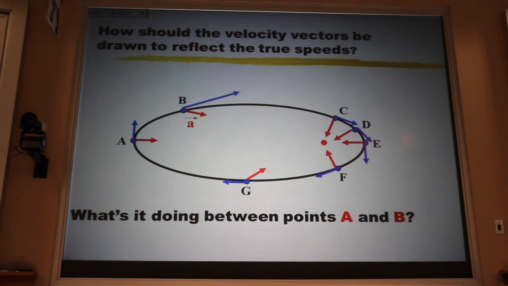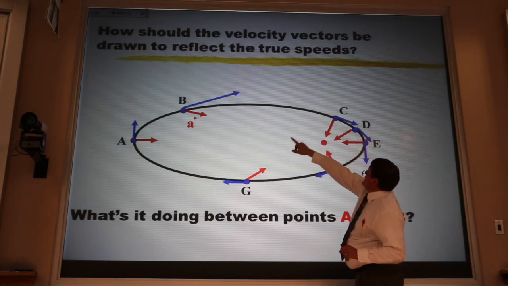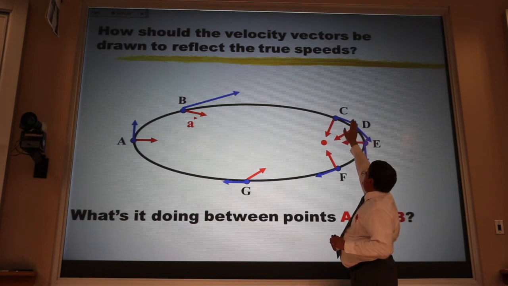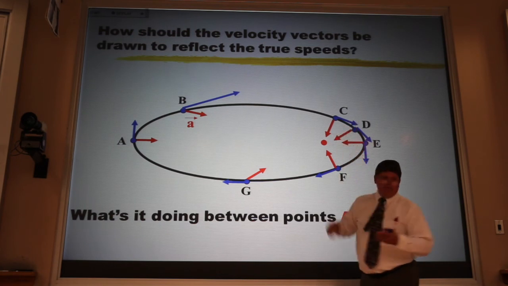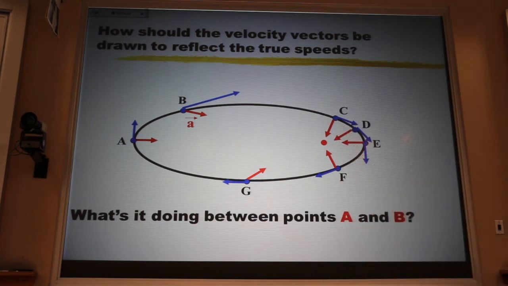Okay? Now, here's the big question. How would I draw it at C? Compared to B, would it be longer than B, equal to B, or shorter than B? So think about that, and we're going to use our clicker to answer that question.